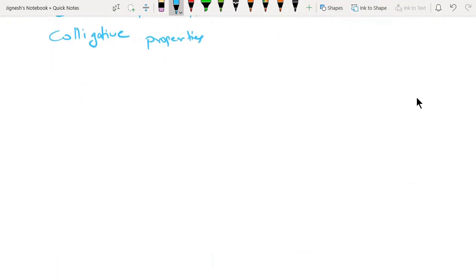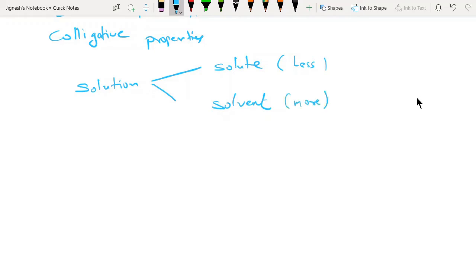Let us understand first the solution. Solution is made up of 2 things. One, solute, another one, solvent. Now what is this? Solute, if we compare the property or quantity of these two, this one is in comparison less, and this one is in comparison more.